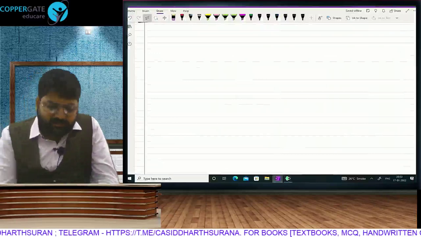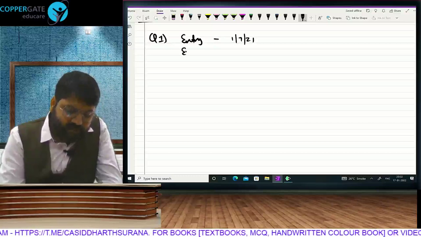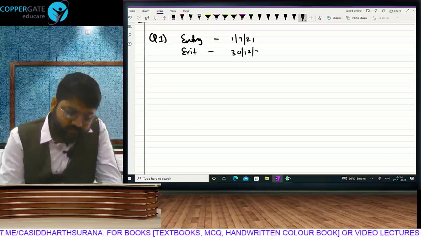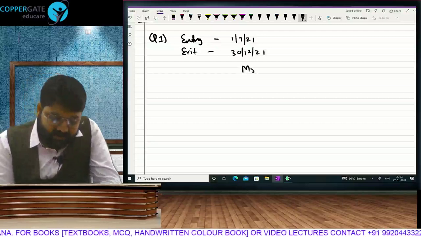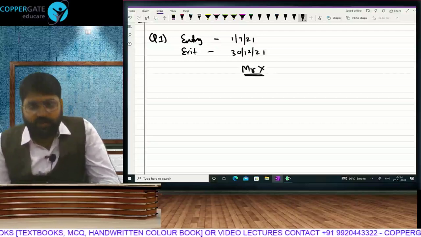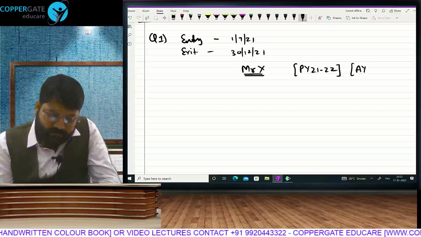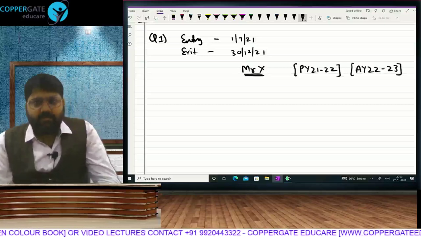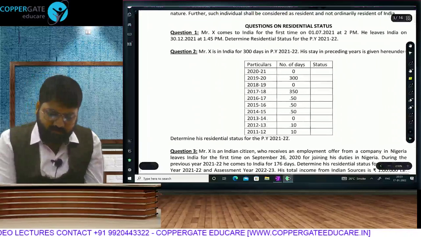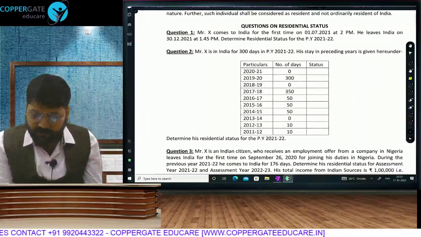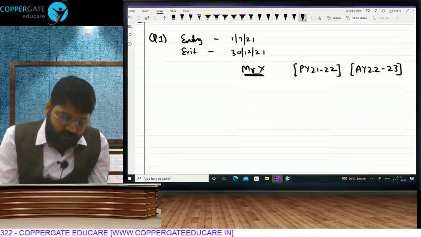Very simple and basic question. What is the date of entry? And what is the date of exit? Okay. How should your presentation work? You should always write like this. At the top, the name of the assessee, in brackets your applicable PY and AY. And what are you solving? What is the question asking you to do? Determination of residential status. That is what you are solving. Tell me yes or no. Yes, sir. So that should also be your heading.